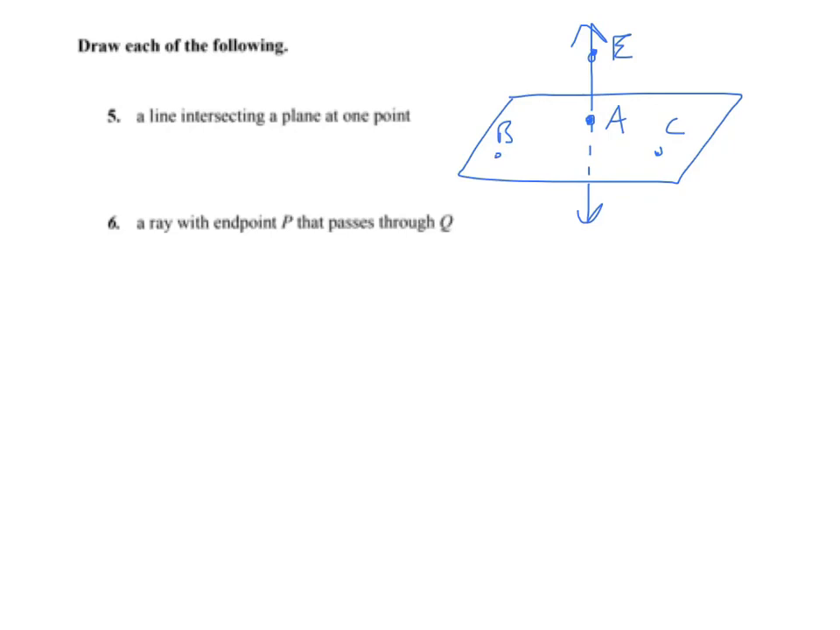And then number 6 says a ray with endpoint P that passes through Q. So this is very similar to the one we did on the other slide, where if it's a ray with endpoint P that passes through Q, that's really just saying draw ray PQ. I'm going to start at P, and I'm going to go infinitely towards Q. And there you have it.